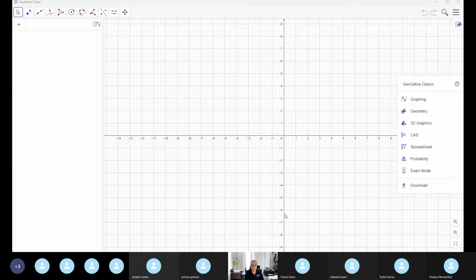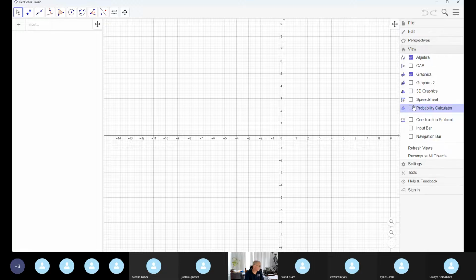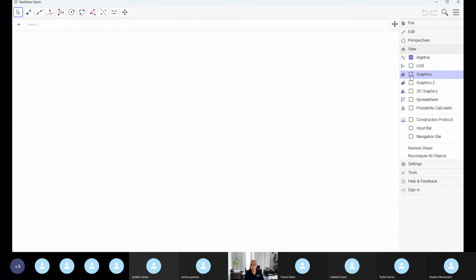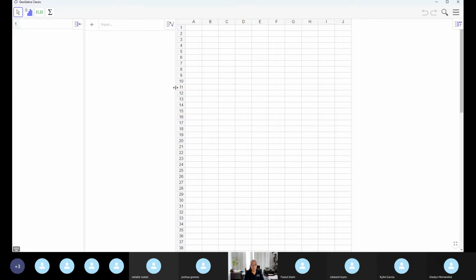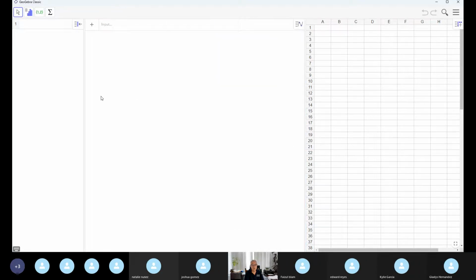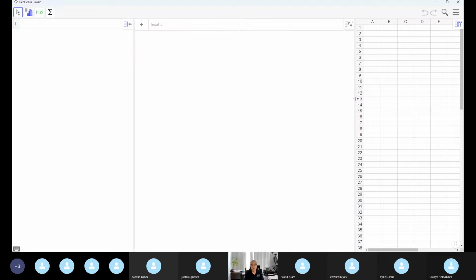Answer me, please. Okay. You press these 3 horizontal lines and you select View. In the view, I delete the graphic part because this is not my problem. Algebra stays the same, plus CAS and spreadsheet. That's the only thing we need. You can set different widths according to your necessity.